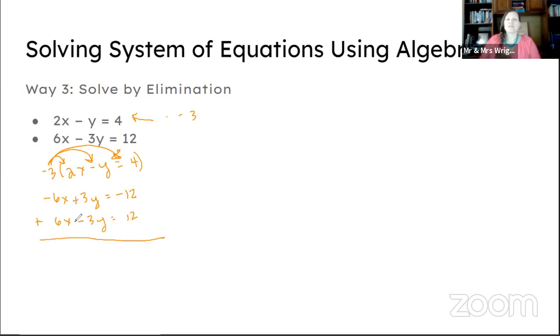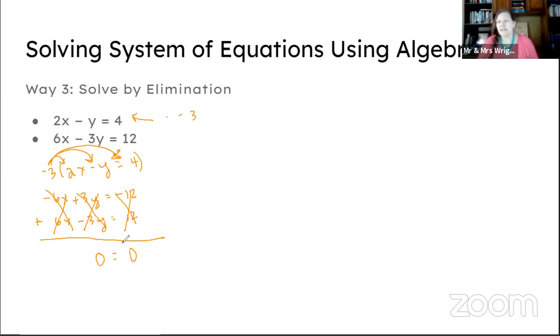Okay, now let's look at this. Negative 6x and positive 6x, those cancel out again. Positive 3y and negative 3y, those cancel out again. But I've got different numbers this time on the right side of my equal sign. So I've got a negative 12 and a positive 12. Negative 12 and positive 12 also cancel out. So I've got a 0 on this side. So I've got 0 equals 0. And I know that 0 does, in fact, equal 0.